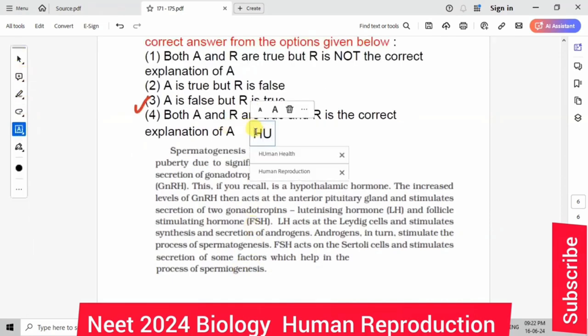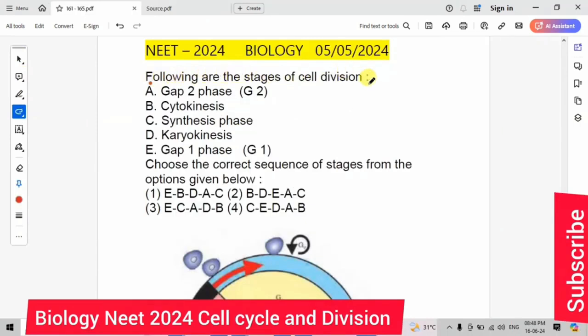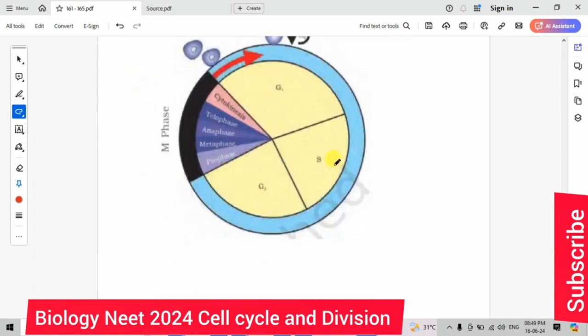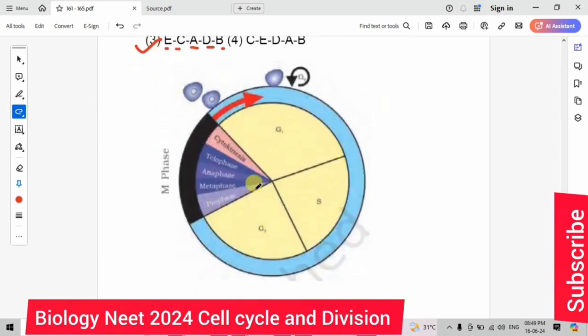Following are the stages of cell division. Choose the correct sequence of the stages. And E, C, A, D, B is the correct sequence. Option 3 is the answer. E, G1 phase, gap 1 phase. Next, synthesis phase is also known as S phase. Next, G2 phase is the third one. Next, karyokinesis is the fourth one, and cytokinesis is the last, fifth one. So this is the diagram regarding the sequence of the cell cycle and divisions. And this question is from the chapter known as cell cycle and division.